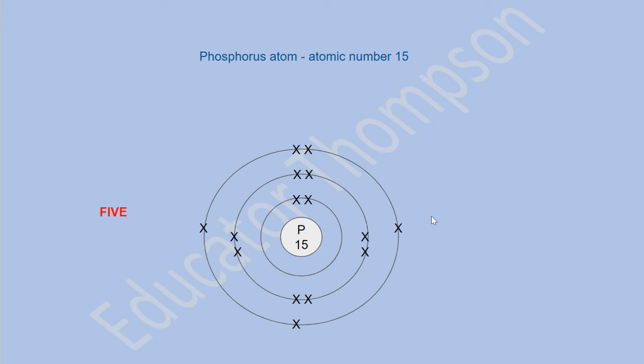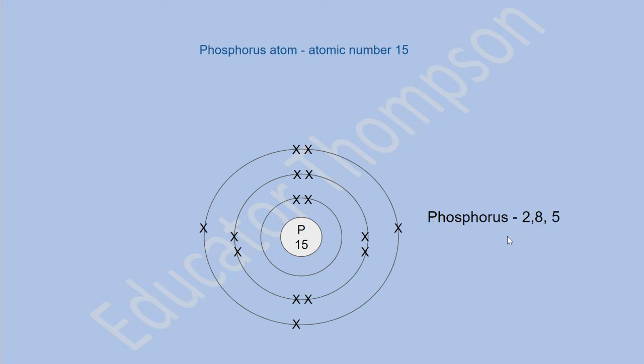This is the drawing. After you draw, you are going to write out the electronic configuration of phosphorus by stating the number of electrons in each shell. The first shell has 2 electrons, the second shell has 8 electrons, and the third shell has 5 electrons. This is how you are going to draw and write the electronic configuration of any atom. Please remember, from the second shell onwards, you enter the first 4 electrons single at first, and then start pairing from the 5th electron.